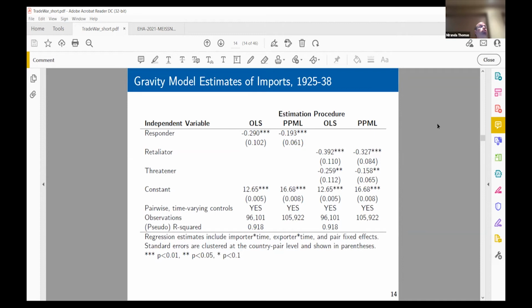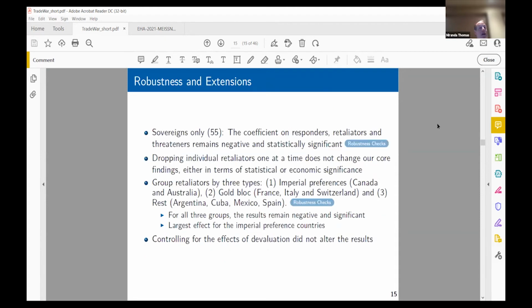And these charts show that it's between 28 and 32%, depending on whether you use OLS or PPML, in terms of the retaliators, and then the threateners between 18 and 22%. So we have a variety of robustness checks and extensions, including focusing on sovereigns, looking at groups, dropping individual countries, controlling for the effects of devaluation.